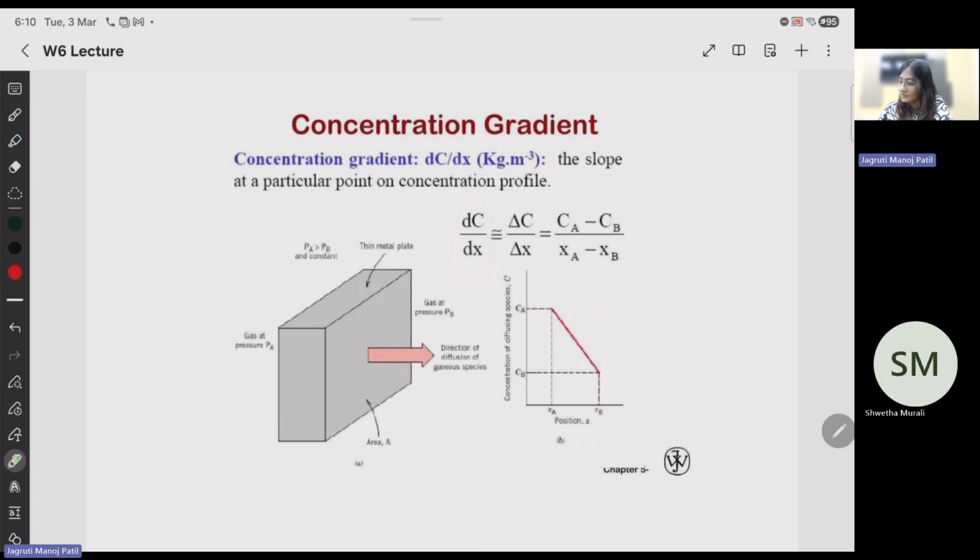Assuming that this delta x is very small, you can write this equation, or else it would be a partial derivative, or else you can write it in this manner. So from higher to lower, it would be CA minus CB by XA minus XB, right? So that's a basic definition for it.